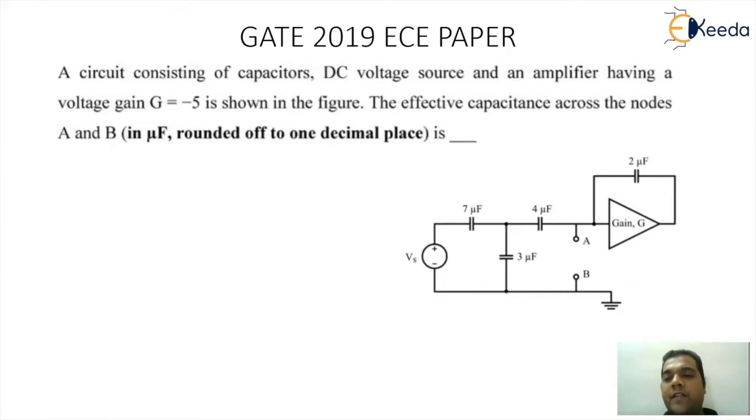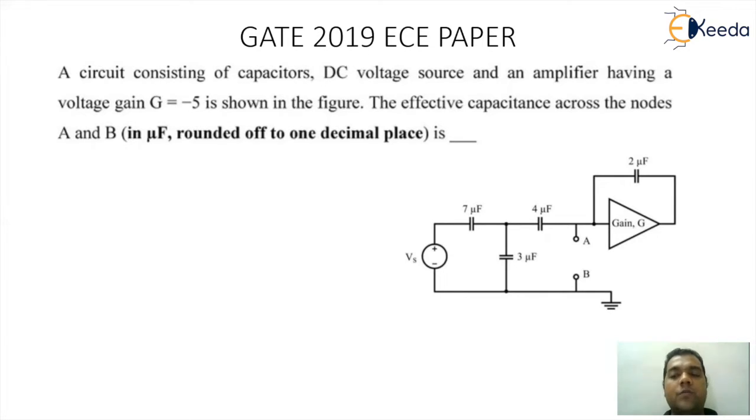If you observe carefully, there is an amplifier with gain G. There is a voltage source by the name Vs. There are in all 4 capacitors shown to us: 7 microfarad, 4 microfarad, 3 microfarad and 2 microfarad, and the 2 nodes are specified as A and B. We are supposed to find the total capacitance between the 2 points A and B. The first step is we will have to short the voltage source, and the 2 microfarad capacitor, which is present between the output and the input node, is going to work like a feedback capacitor.